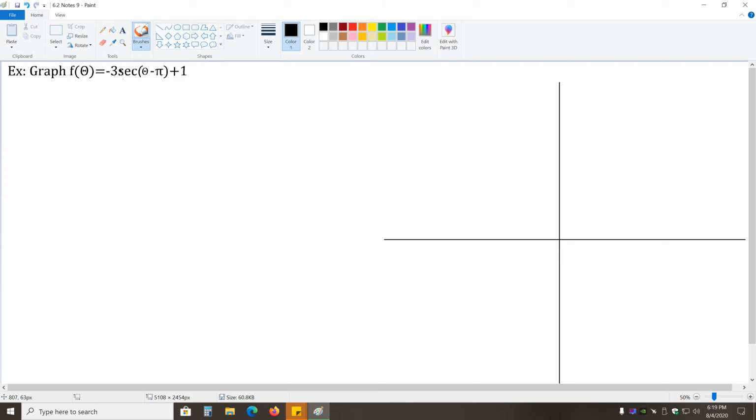Okay, so from here, remember to graph secant, we're basically graphing cosine. Remember, secant is the reciprocal of cosine, so if we graph cosine, then we can just apply the reciprocal from there and get our graph.